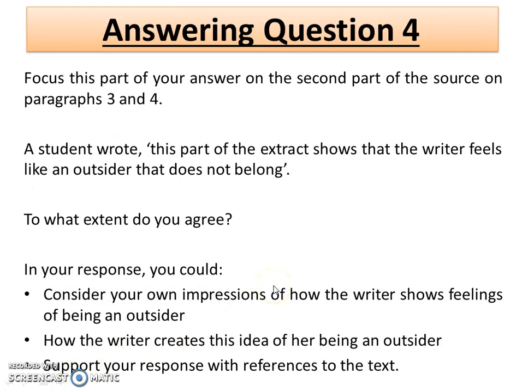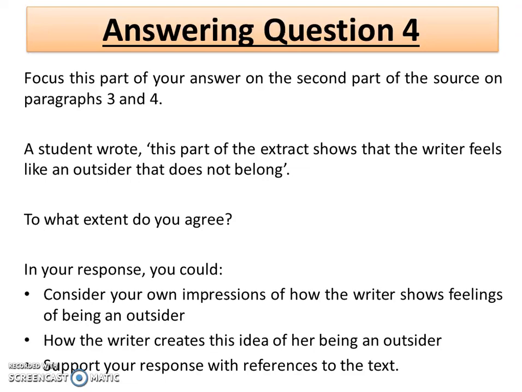So typically your question will look something like this. Focus this part of your answer on the second part of the source in paragraphs 3 and 4. So it will tell you where to focus. Your first job before you do anything else is get a pen. By now you've answered all the other reading questions. Scribble out anything except, or just do a couple of lines where I don't need to scribble in detail, except the paragraphs they're telling you to look at. Because if you try to quote from anything except the paragraphs they're telling you to look at, they won't give you any marks. So make sure you know, or draw a circle around the paragraphs you're meant to look at.